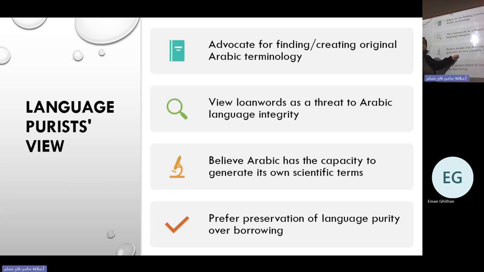Why do they believe that? Because you guys, Arabs, invented science. They had a very prestigious era, a long time. So that's why these purists advocate the use of Arabic words. And they prefer preservation of the language purity. That's why they are called purists. They want something pure, not tainted by foreign languages, over borrowing. Like, for example, the English language has like 500 words from French, and like 5,000 words from Latin, Greek, and so on and so forth. So they don't want the Arabic language to become tainted.